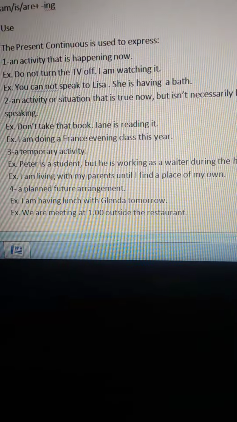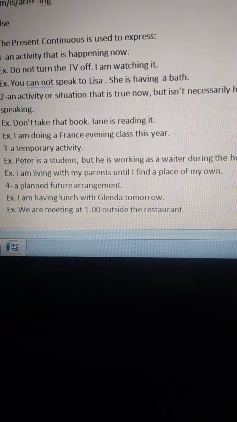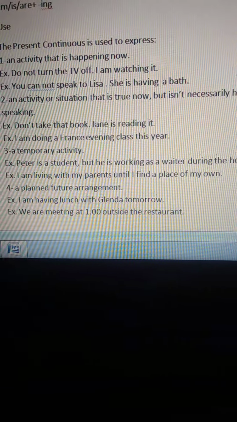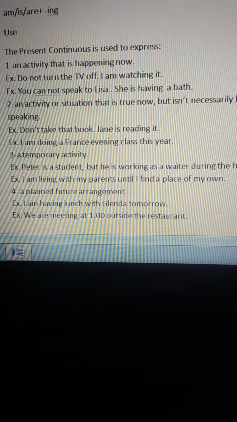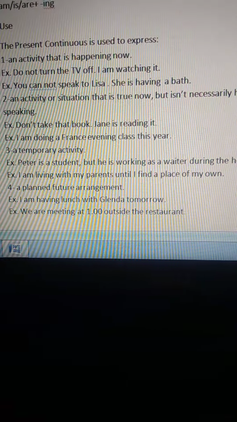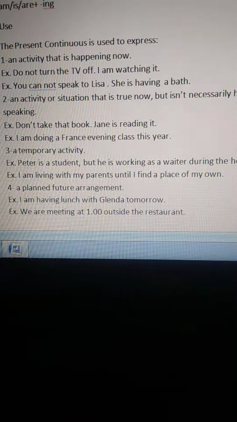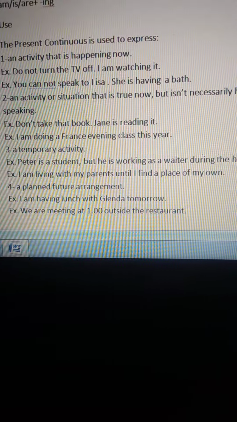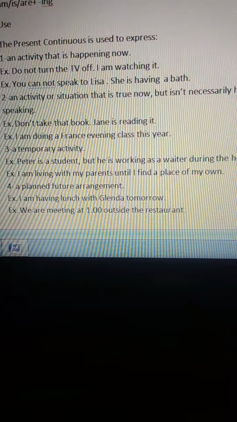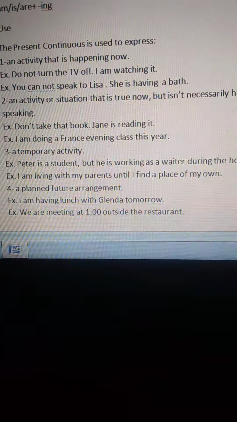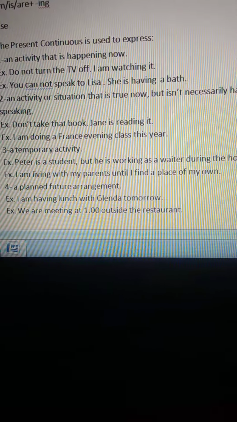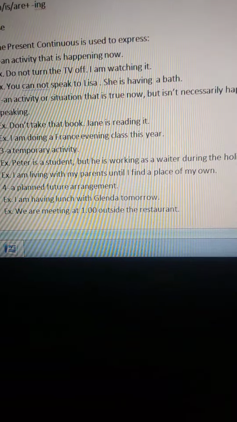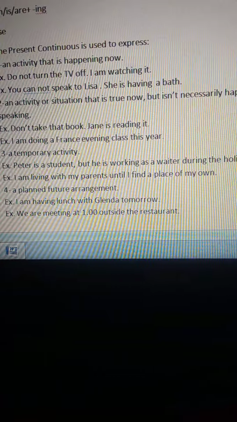The second sentence: I am doing a French evening class this year. The grammatical structure of the sentence: I am doing a French evening class. I am refers to the subject and auxiliary verb. Do refers to the verb.